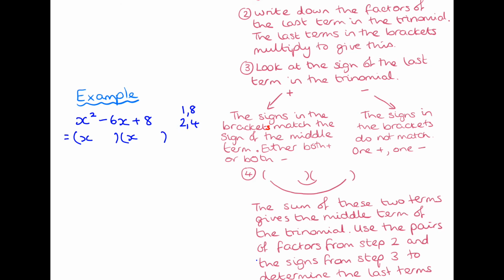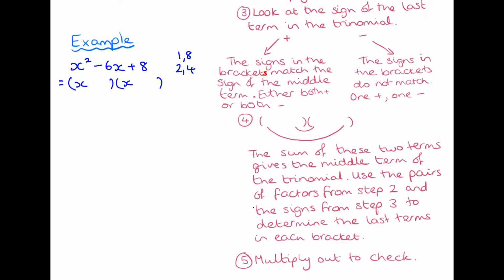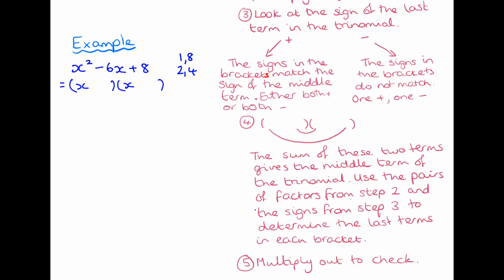So looking at step 3 then. Look at the sign of the last term in the trinomial. If it's positive, so the last term in the trinomial is here, it is positive, so the signs in the brackets match the sign of the middle term, so they're either both plus or both minus. If we have a look at our middle term this time, we've got a minus there now. So that means that both the signs in the brackets are minuses.